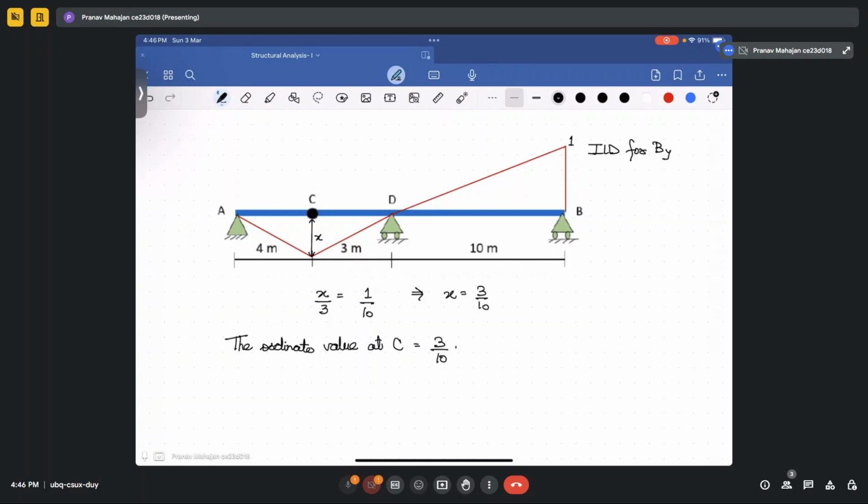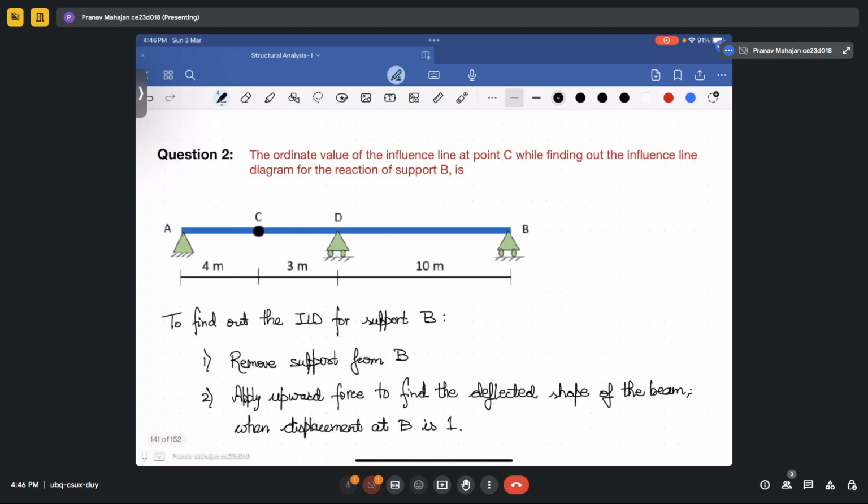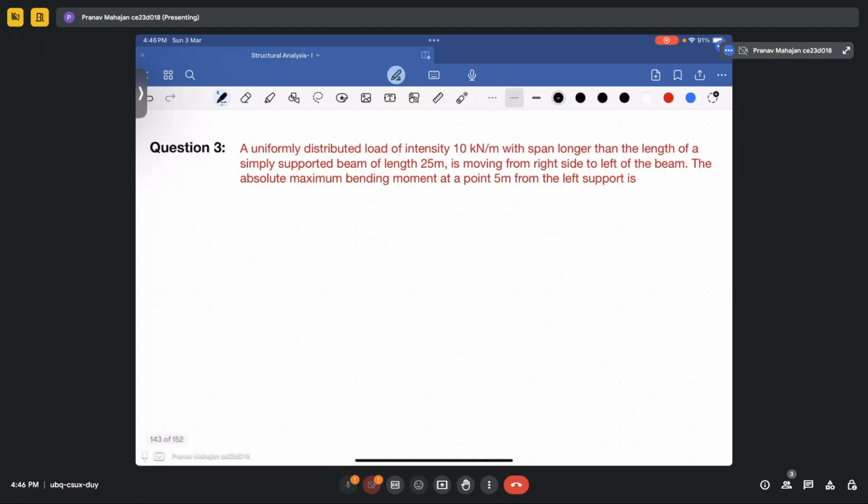Okay. This is how you need to calculate the value of the ordinate at any particular point when it's subjected to a unit displacement. It is given that you have to find the influence line diagram for the reaction at support B. If you are drawing the influence line diagram for support B and you are required to calculate the influence ordinate value at point C, this is how you will do that.